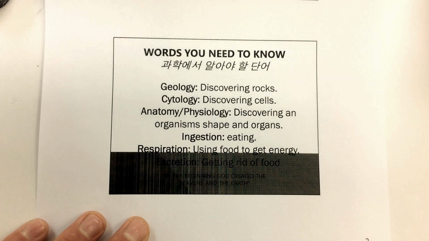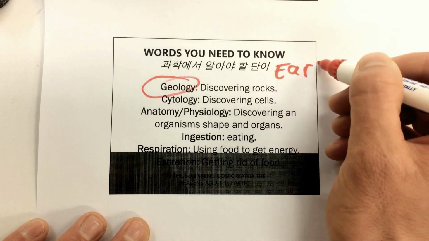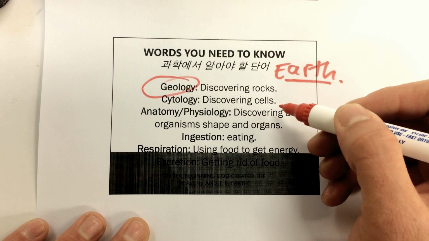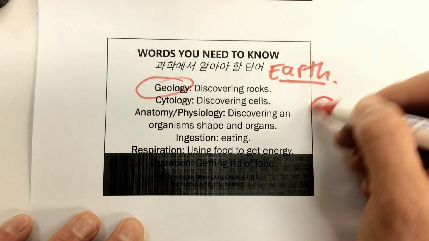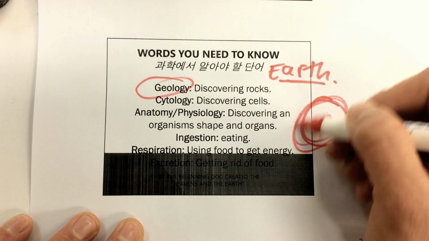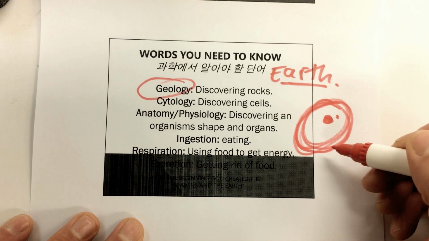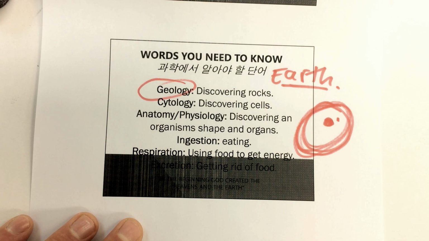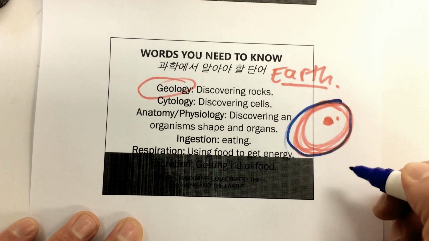Geology is the study of rocks or the earth. It's a little more than rocks. Geology is the study of earth. Cytology is the study of cells, things called cells. They kind of look like this. They have a little central part called the nucleus. Cells are sort of circular in shape, although you have different shapes of cells, but the typical cell is circular in shape.